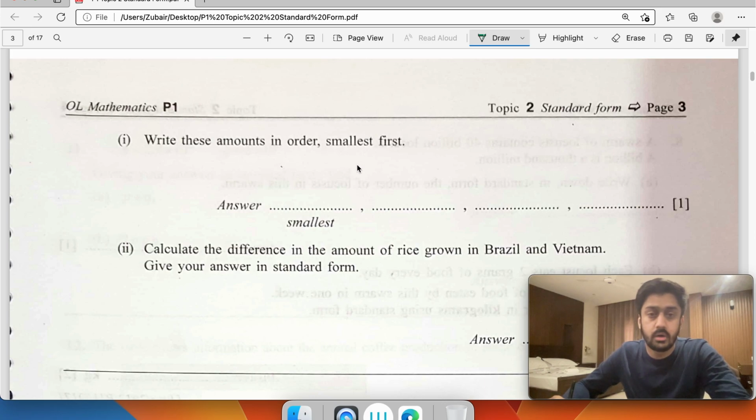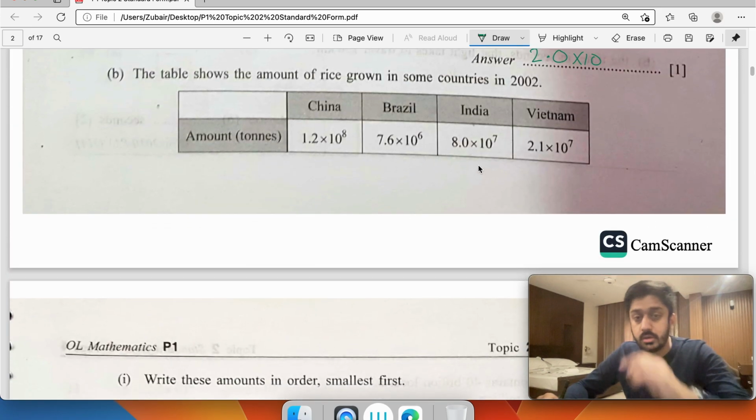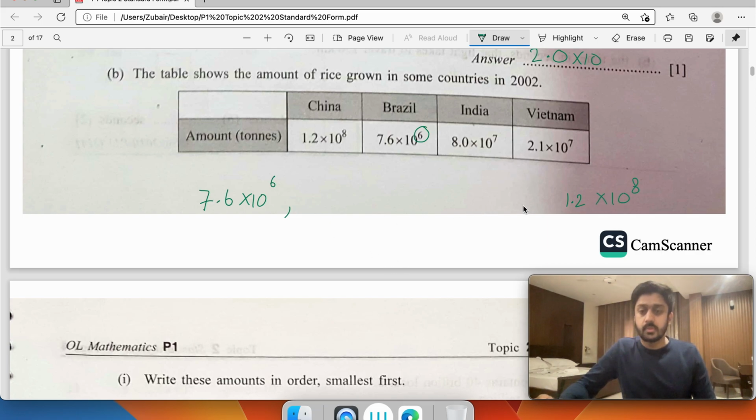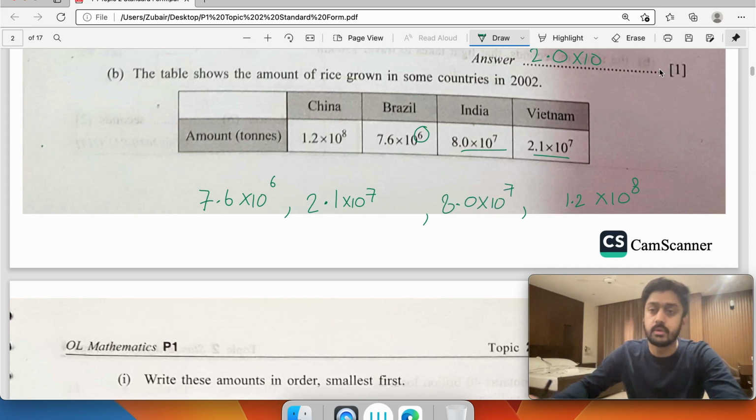The table shows the amount of rice grown in some countries. Write the amounts in order, smallest first. So let's do it here, so I don't have to zoom it out. Smallest first, so just go for this power. 7.6 into 10 raised to power 6 is the smallest power, and this is the highest power, 1.2 times 10 raised to power 8. Then there are other two. Now between these two, 7 and 7 power is same, but 2.1 is a smaller number. So 2.1 into 10 raised to power 7 and 8.0 into 10 raised to power 7.